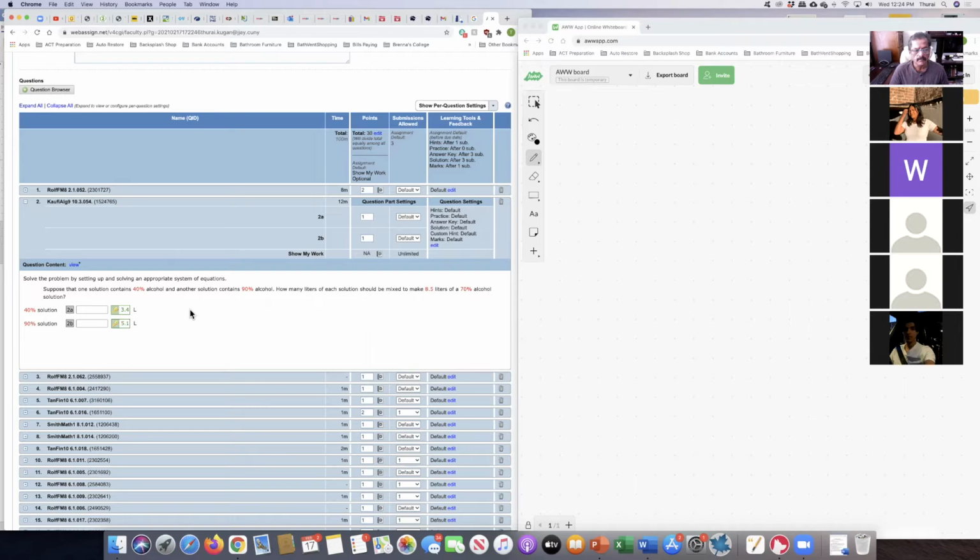No, it's fine. You could work with the numbers you had. I just didn't know how to go about this problem. Okay. So one is 40%, the other one is 90%, and we need to mix a certain number of liters of the first one and the second one.